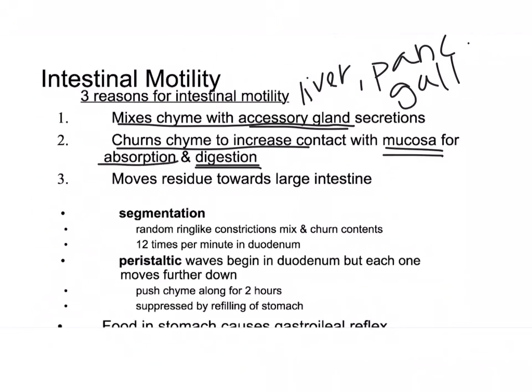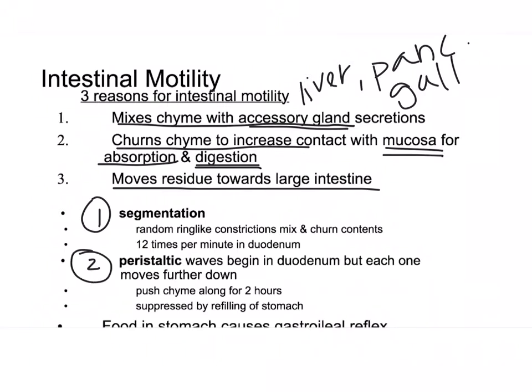So if it's not touching it, you can't get anything out of it, and you can't break it down. Now, the third reason is we need to move things along and get into the large intestine so we can get rid of the waste. Now, there are 2 types of movement. One is called segmentation, and the other one is peristalsis.